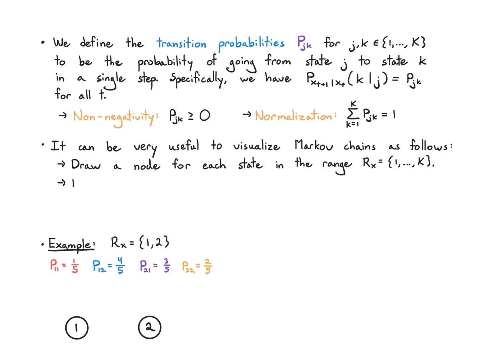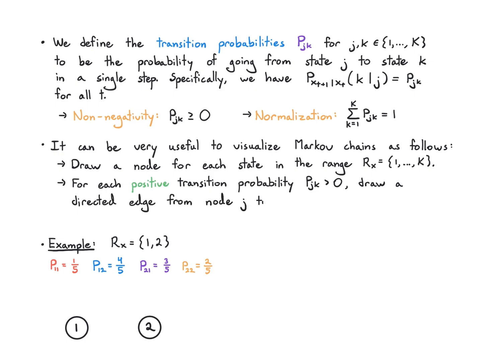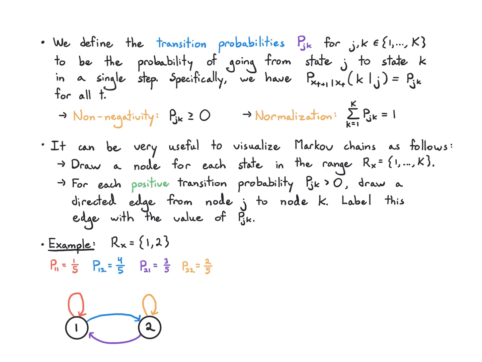So I have 4 transition probabilities. For each positive transition probability, so everywhere where the transition probabilities are positive, pjk is greater than 0, I'm going to draw a directed edge from node j to node k. I'm going to do that here. So I have red, blue, purple, and orange. And that corresponds to those 4 positive values, 1 to 1, 1 to 2, 2 to 1, and 2 to 2. And I'm going to label each of these edges with the values of the corresponding pjk. So here the red is going to be labeled with the probability of p11, which is 1/5, then 4/5 for blue, 3/5 for purple, and 2/5 for orange.